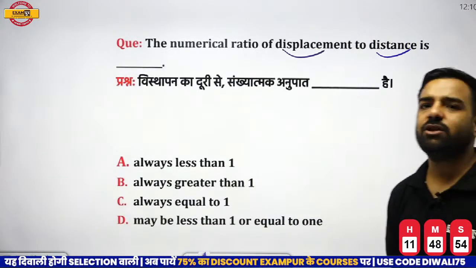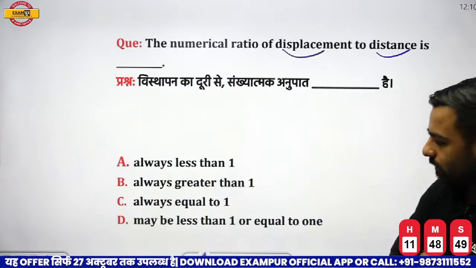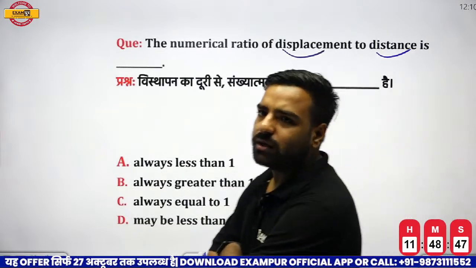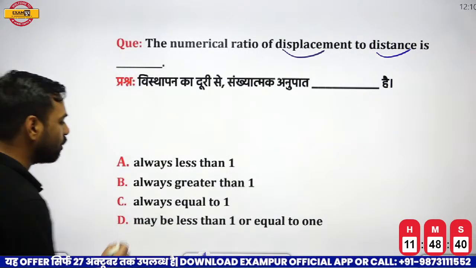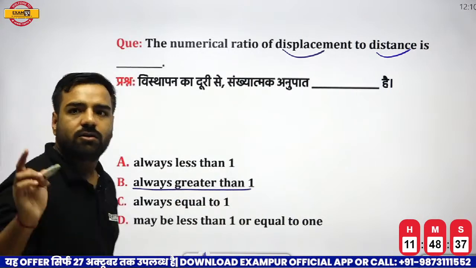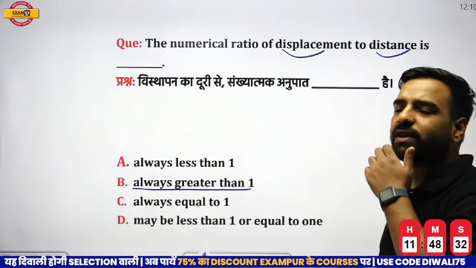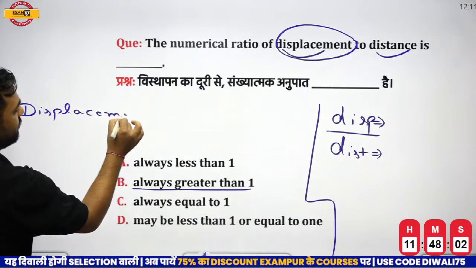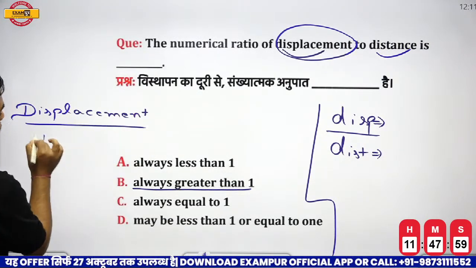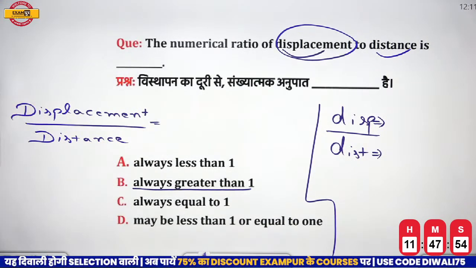The numerical ratio of displacement to the distance. Before answering this, if you have any doubt, I can ask you one more question. Jagdishwan has given the answer, so it would be B, that is always greater than 1, okay? So Ankit, are you also with the same answer? Anil, are you also with the same answer? Jagdishwan, what we can do, we can again have displacement upon distance.